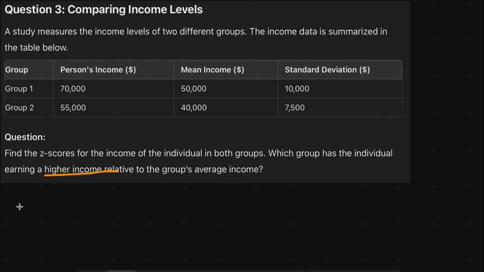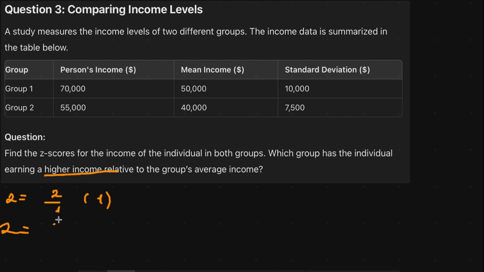So our first question was finding the z-score. If I subtract 50,000 from 70,000, I get 20,000. All right, so 20,000 over 10,000 gives me just 2, right? Yeah, 2. That is the z-score for group 1.